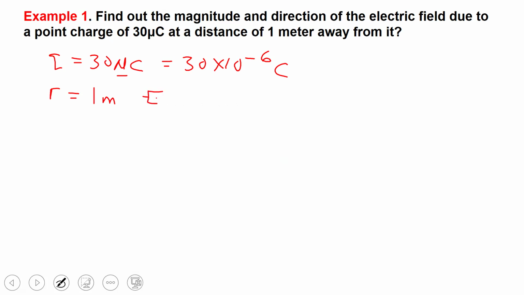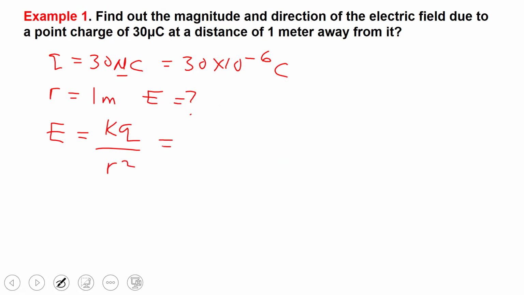And then what we are looking for is electric field, because we are asked to calculate the magnitude and the direction of the electric field. So it means that we are to find electric field intensity. So now how are we going to get this? It's simple. We apply the formula that says electric field intensity is equal to KQ all over R square.